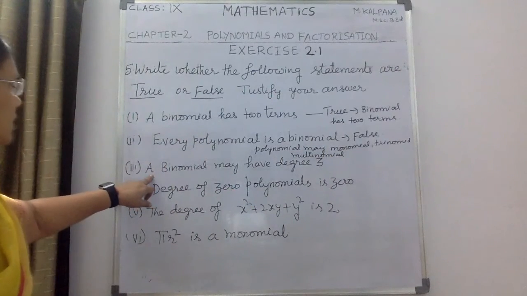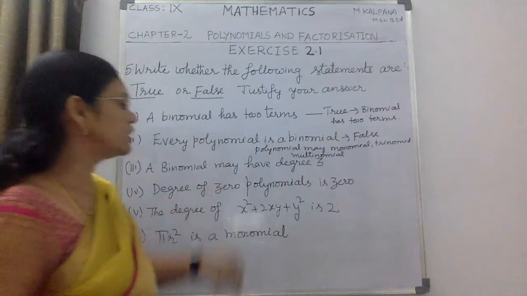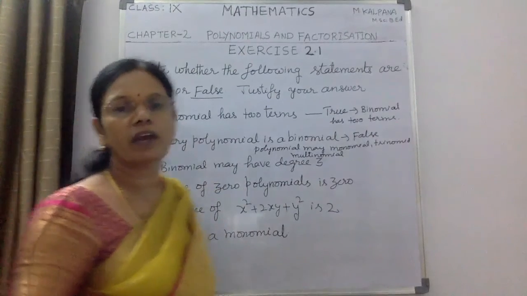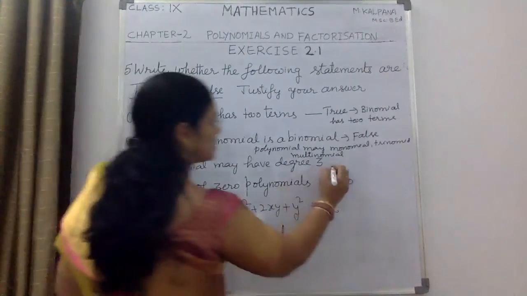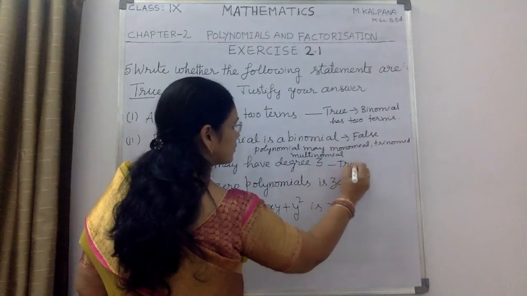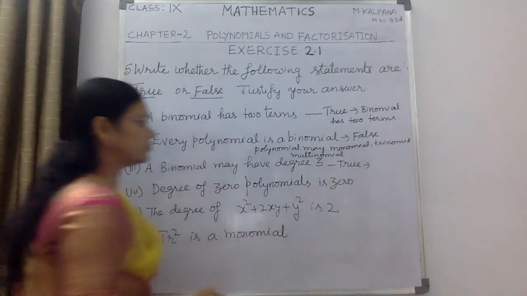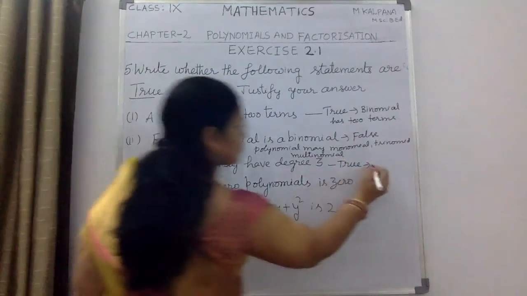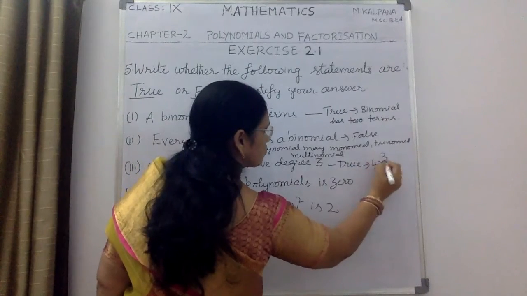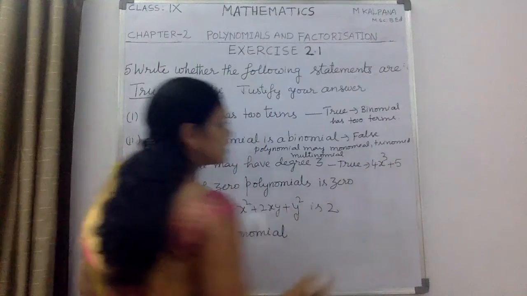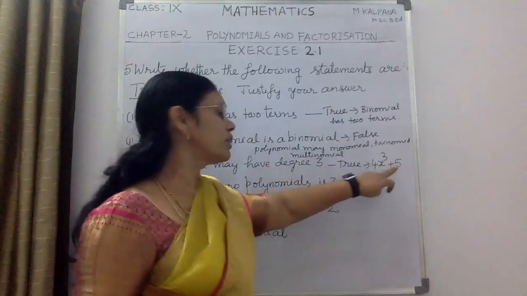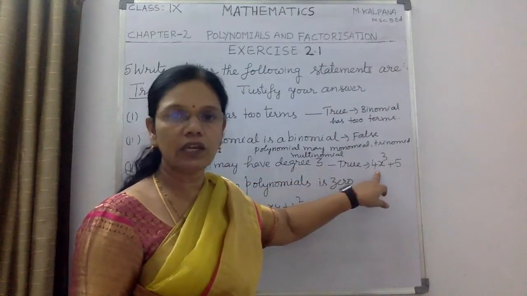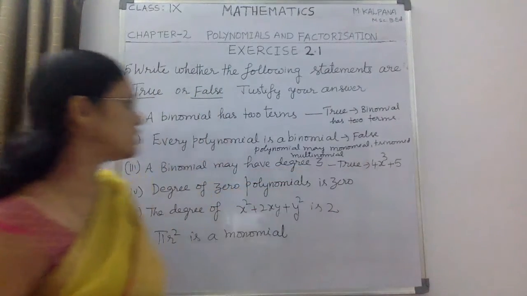The next statement is: a binomial may have degree 3. It may have any degree. Let us give an example. It is a true statement. Suppose I give the example 4x cube plus 5. This is a polynomial with degree 3 and there are two terms in this, so we can say it is a binomial with degree 3. So this is a true statement.